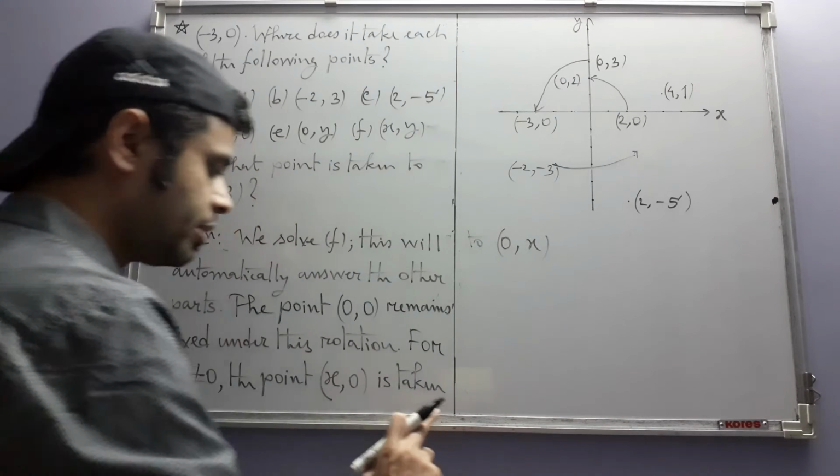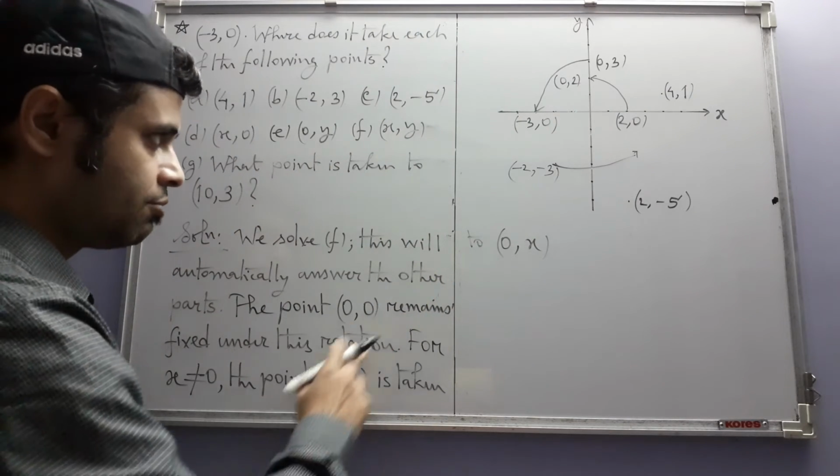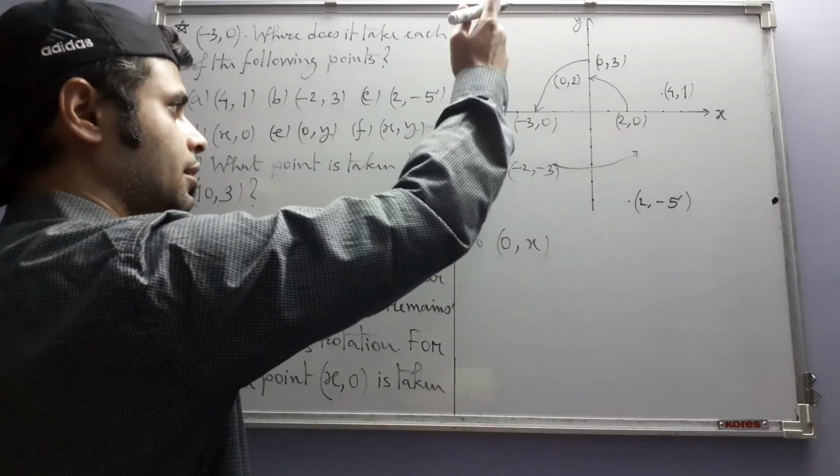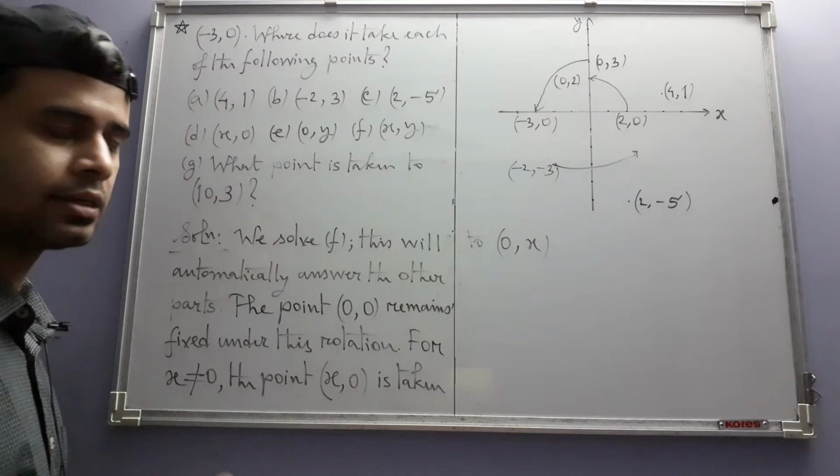So in both the cases x comma 0 is taken to 0 comma x. If x is positive, then there. If x is negative, then there, below the x-axis.